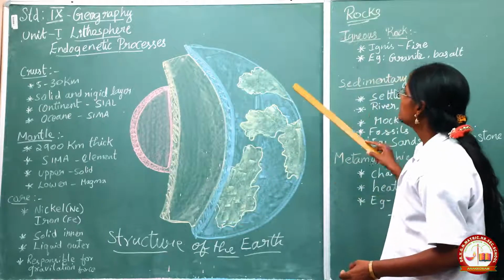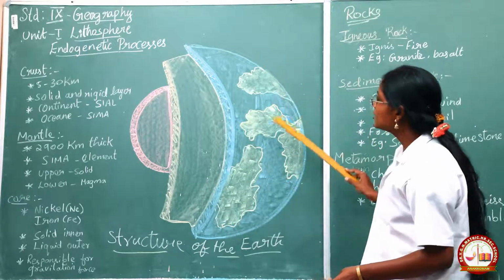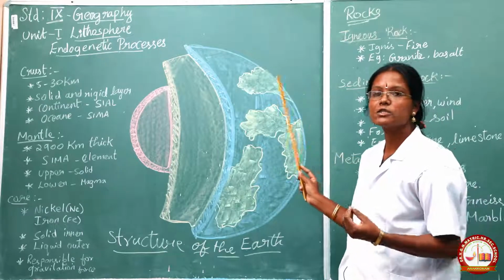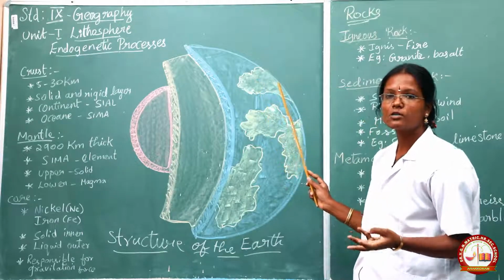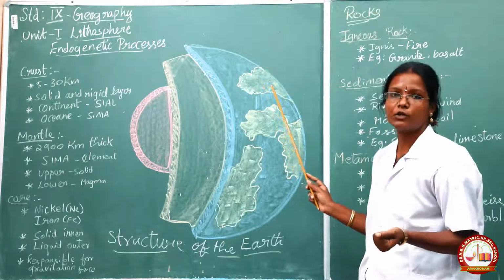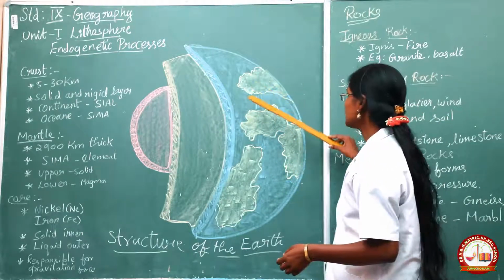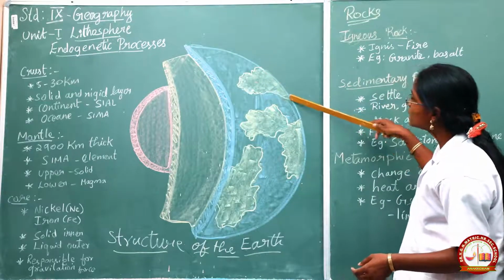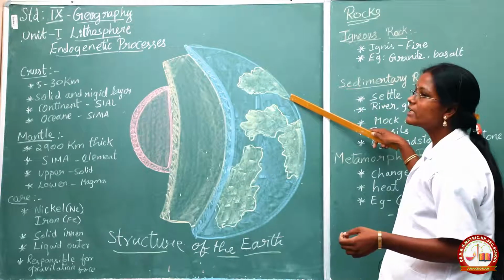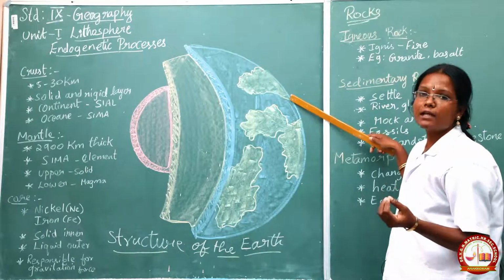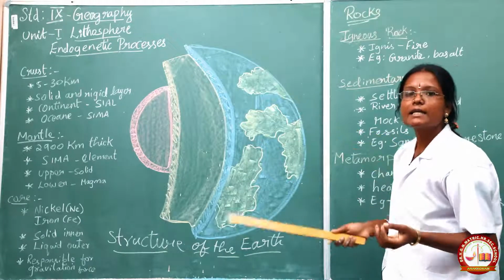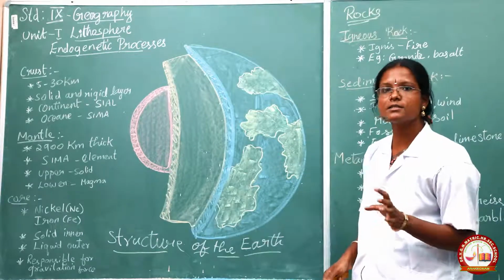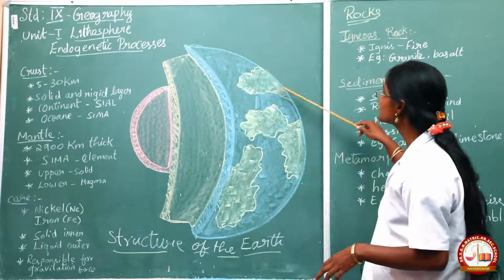The crust is a solid and rigid layer. We can see the outer layer is very solid; rocks and sands are in solid forms. The continental crust, which I have marked yellow, contains Sial. Sial means silica and aluminium. The components of the continental crust are silica and aluminium, that is called Sial.